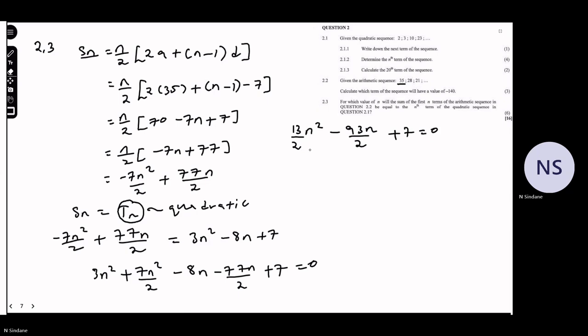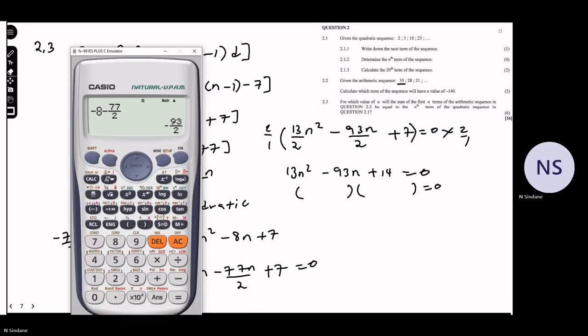And then if I want to remove this fraction, I'm going to multiply by 2 over 1, each side by 2 over 1. And then I have 13n squared minus 93n plus 7, this is equal to 0. Not 7 but 14, because it's going to be 7 times 2. And then you can either use your quadratic formula to solve that. I'm going to use a calculator to save time.